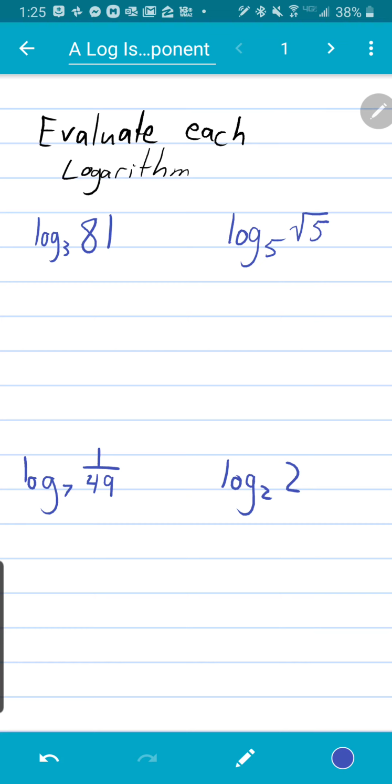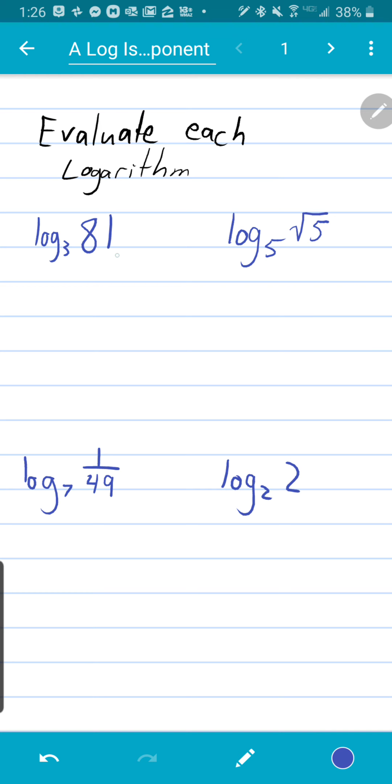All right, here we go. So we want to evaluate each logarithm. And when you look at these things, I know logarithms are terrifying to a lot of students. And really, we want to get comfortable with logarithms, and they are not terrifying.